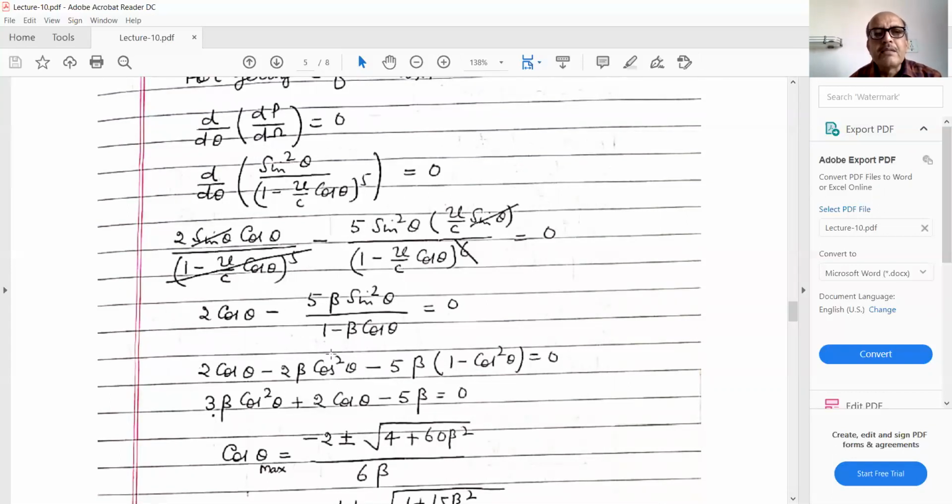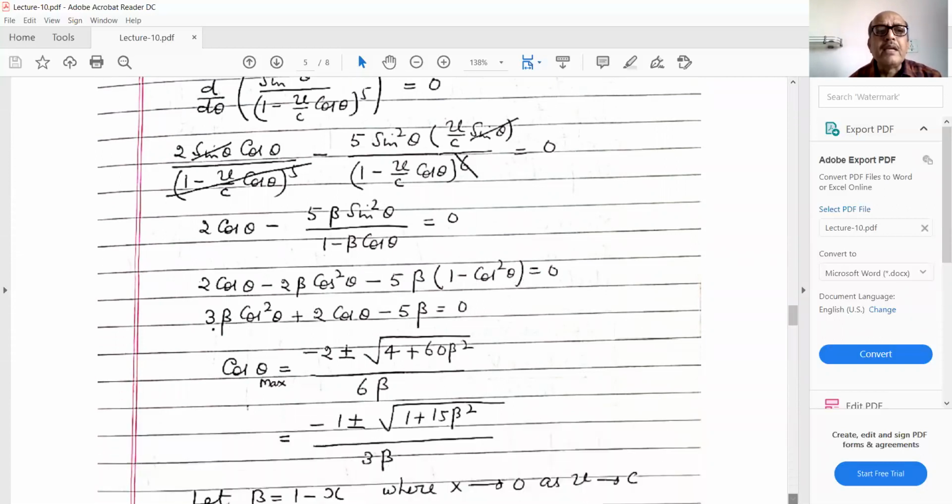Multiply both sides by the term 1 minus beta cos theta and replace sine square theta by 1 minus cos square theta. We get the equation 3 beta cos square theta plus 2 cos theta minus 5 beta equal to 0. It is a quadratic equation in cos theta. So since it is a quadratic equation in cos theta, we can apply the formula to find the roots of this equation for cos theta, or theta maximum, which will give us the maximum value of theta.